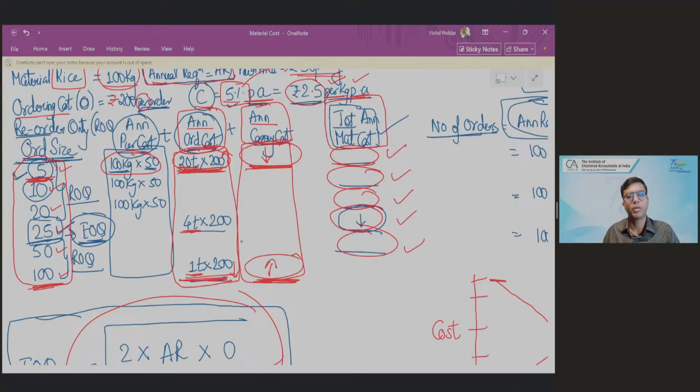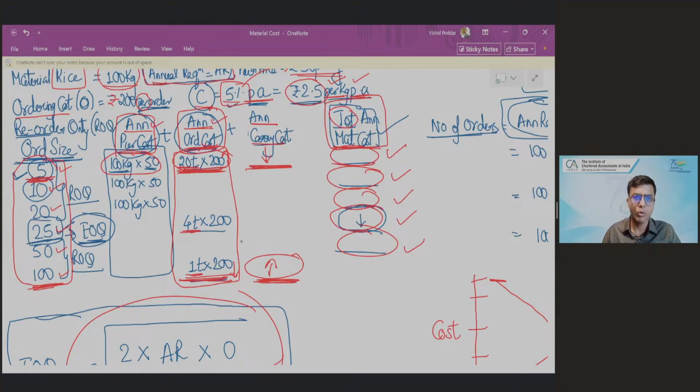Why is it important? Because depending on this order size, there are three costs which make up your total material cost. These three costs are the annual cost of purchasing. Achha, remember one thing, all these three costs we are measuring is for a year. So we find the annual purchase cost, we find the annual ordering cost, and the annual carrying cost.